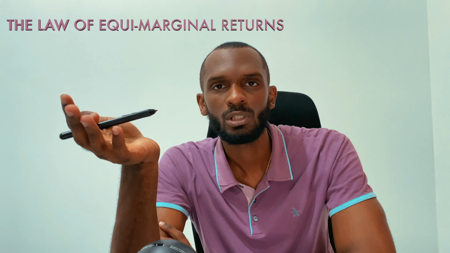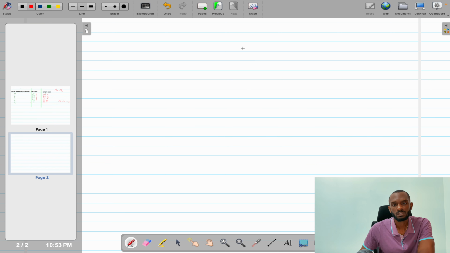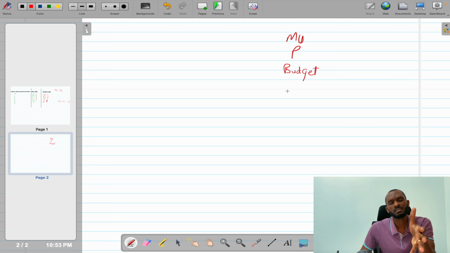On to our last bit of content here. We're looking at the law of equi-marginal returns, or how consumers allocate their budget across all goods and services to maximize satisfaction. And in order for us to do that, we need to utilize specific variables. And well, let's show that on open board. Now, the first variables we need to consider are the marginal utility of the goods, the price, and of course, the budget that you're working with, because they have a specific income. So you need to know how you're allocating this income across the goods and services you want to purchase.